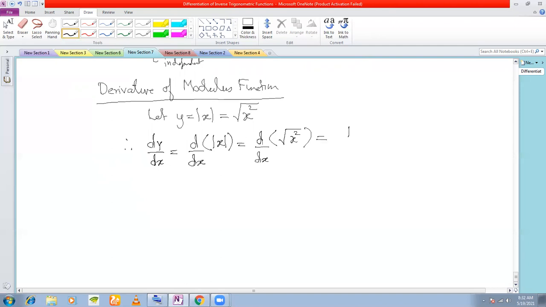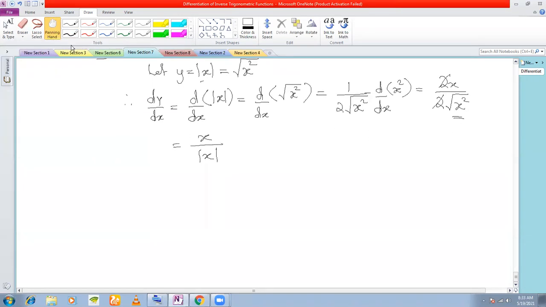Now, how do you differentiate square root of x square? First, you differentiate the radical to get 1 by 2 root x square. And then you get inside the radical to differentiate, right? What you get here is d/dx of x square is 2x. So you get 2x by 2 root x square. So this 2 and this 2 cancel. So you simply get x by, now what is the square root of x square? Square root of x square is mod x. That's it. So when you have y is equal to mod x, this is how you differentiate.